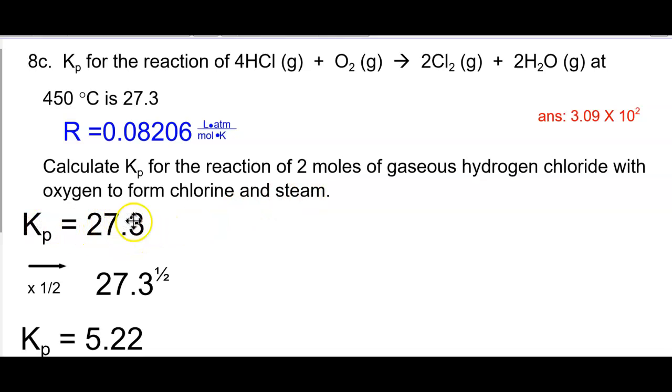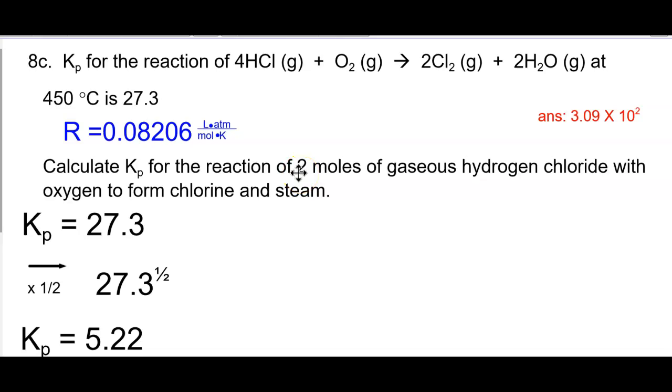We know Kp is 27.3. We're looking for Kp then when it is 2 moles. So we have 27.3 when we have how many moles of hydrogen chloride? Well, here's hydrogen chloride. We know it's 27.3 when it's 4. So this is similar to what we've done in the past. I need to ask myself forward or reverse. Well, I want to see hydrogen chloride reacting, so I'm going to keep it forward because this shows hydrogen chloride reacting. But I want 2 moles.